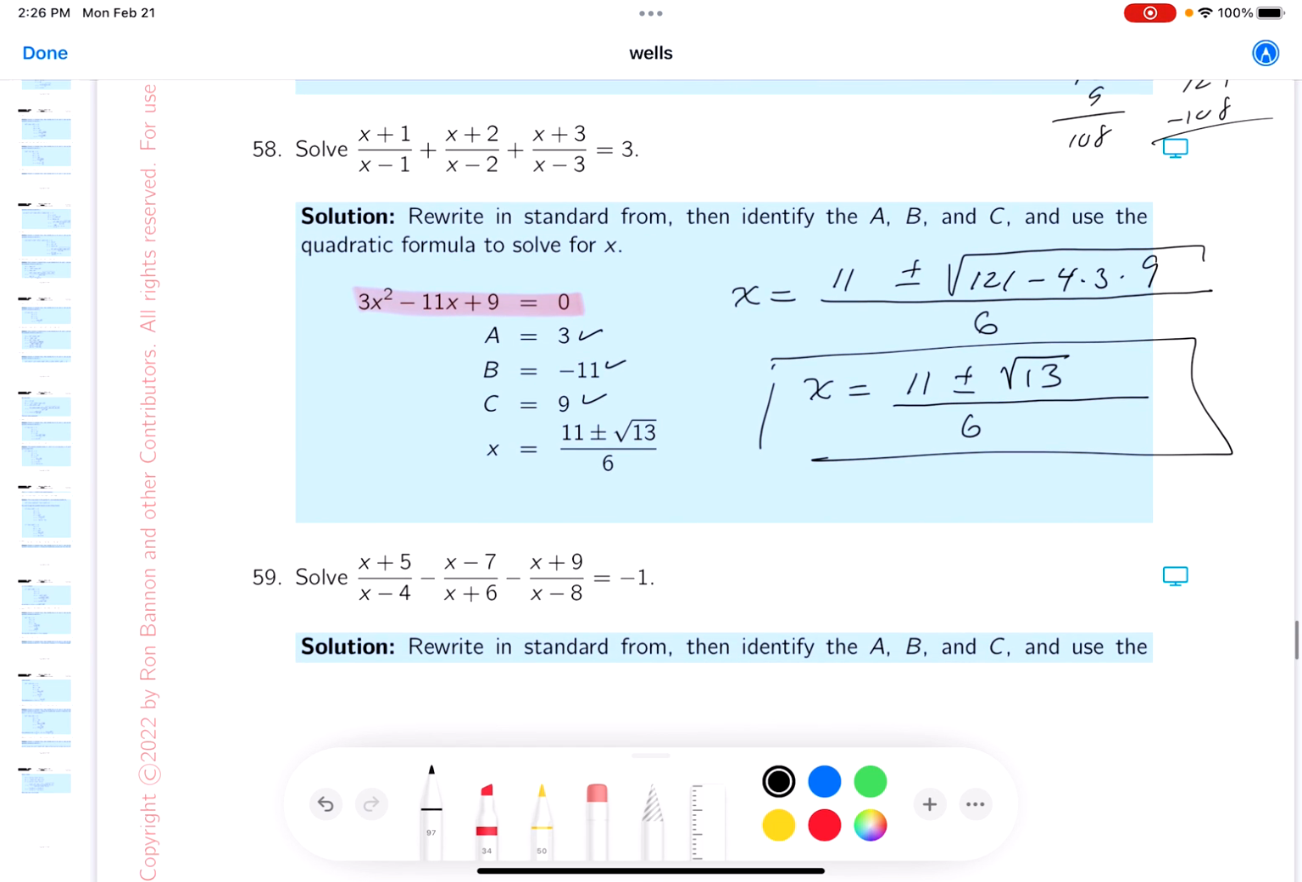What are your struggles? I'd say the biggest struggle in this problem over here is to get the standard form. That's your biggest struggle. Thank you.